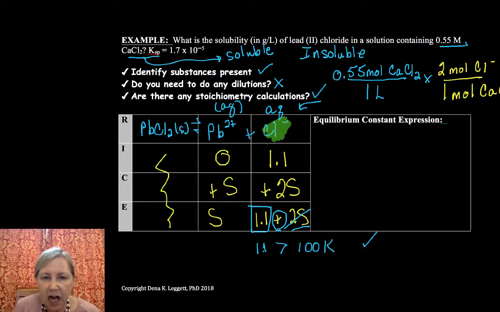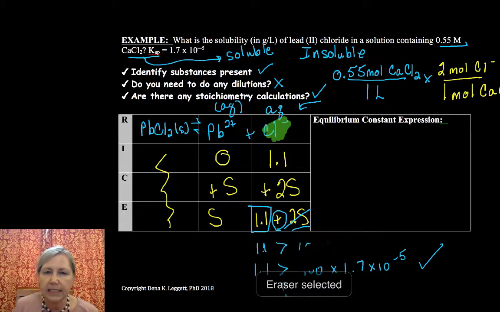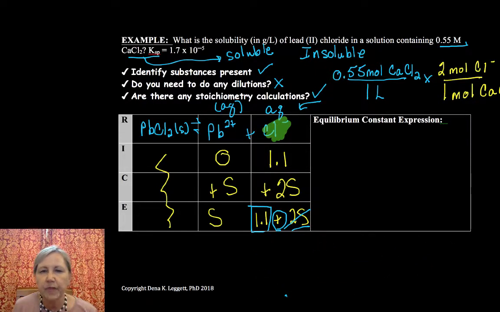So if I take 100 times K, I want to ask myself the question, is it greater than 100 times 1.7 times 10 to the minus fifth? And indeed it is. If that's the case, it's okay to neglect the added or subtracted unknown. And what that does is it tremendously simplifies our math. So we're going to neglect that.